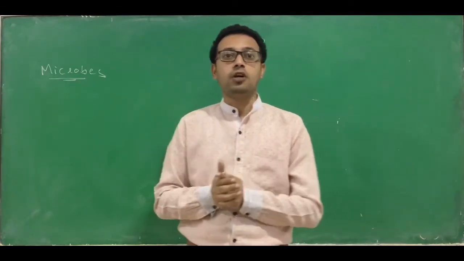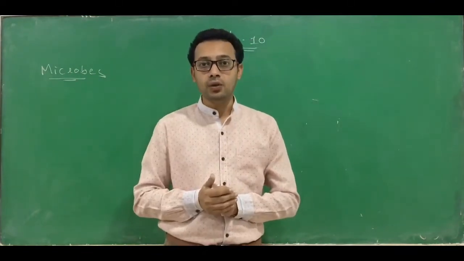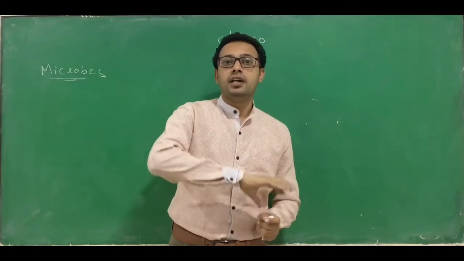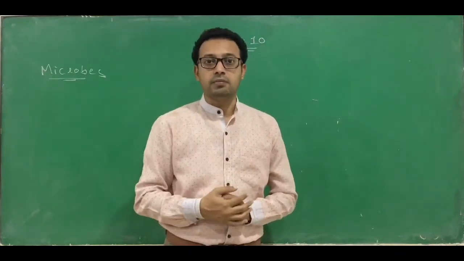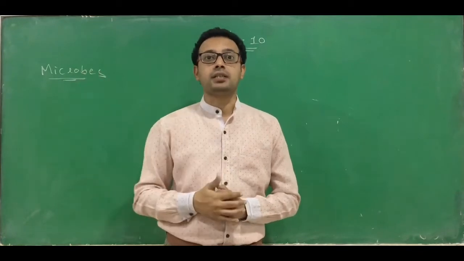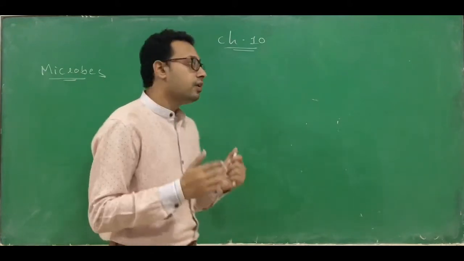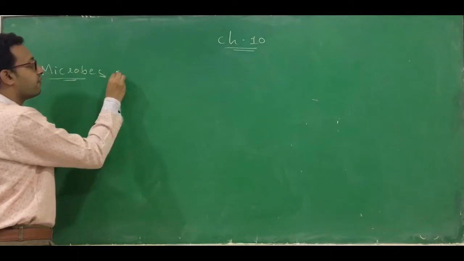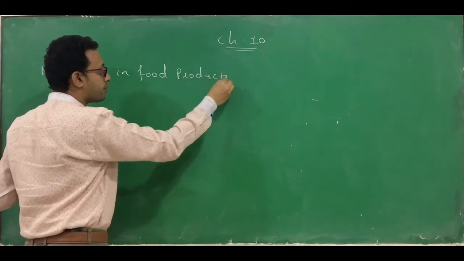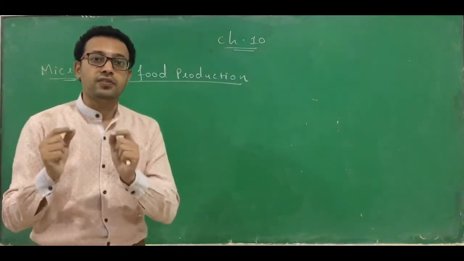So the name of the chapter itself says they are microbes in human welfare. So here we are going to start with microbes in human welfare. Few of the microorganisms have a number of advantages and they are useful or beneficial to human beings in various aspects, in various fields. In which field are they useful? First of all, we will start with microbes in food production. This is the first important use of microbes, in the production of food.